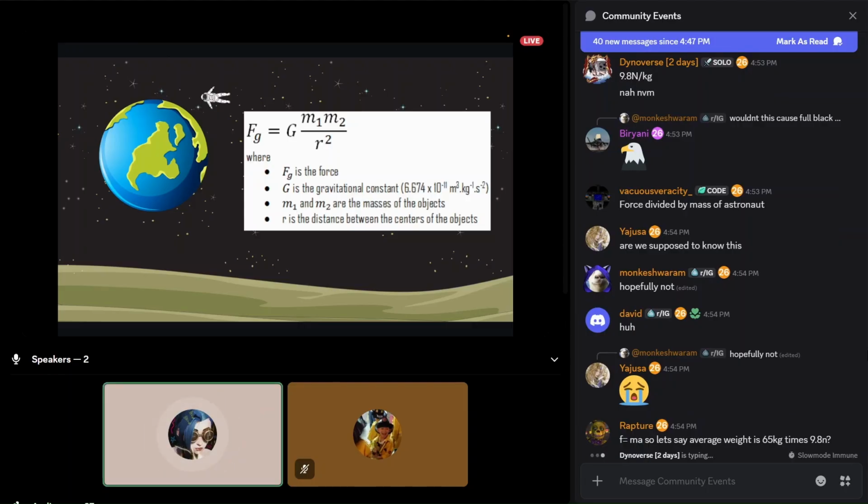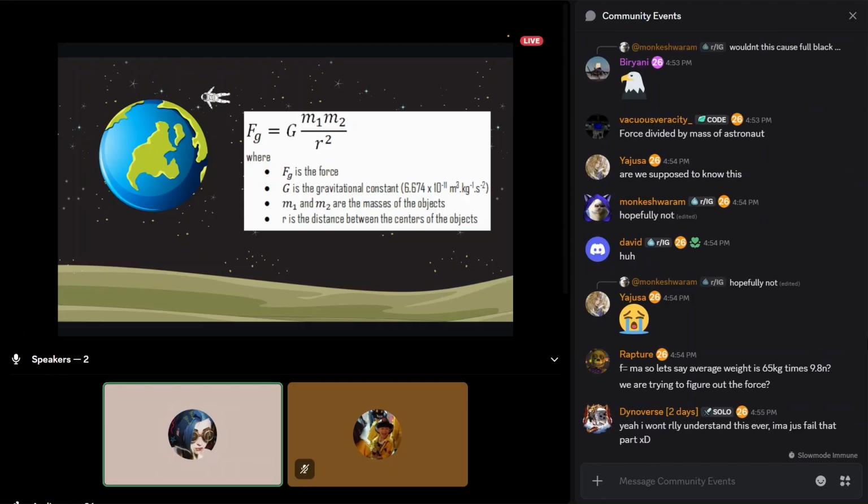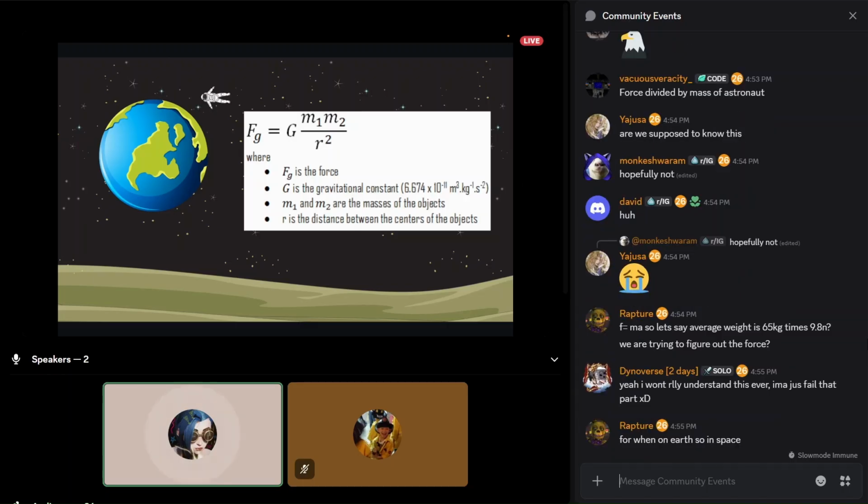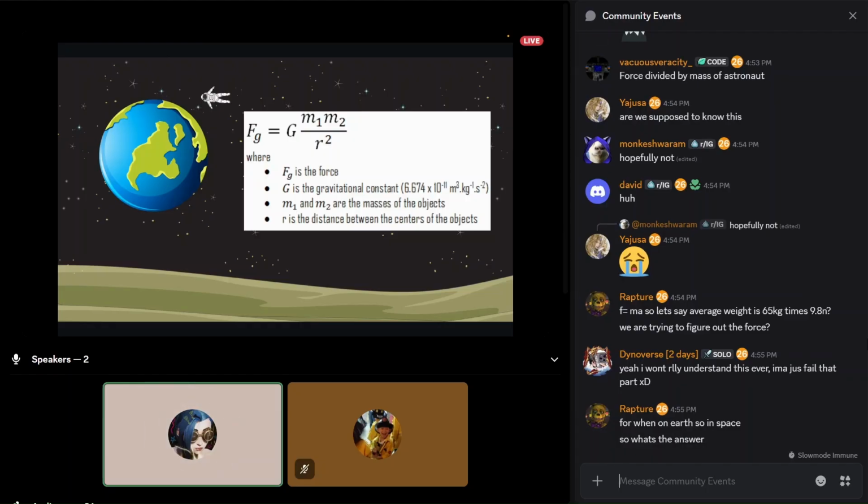So F equals ma, where a is 9.8. That is for when you're on Earth. But once you're out in space, it's different. It gets smaller. The acceleration decreases. So you can't really use 9.8 in space. Okay, so the answer is G m1 over r squared.